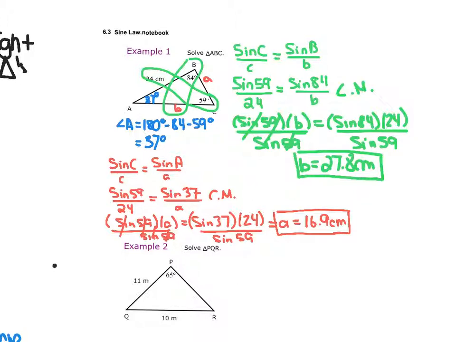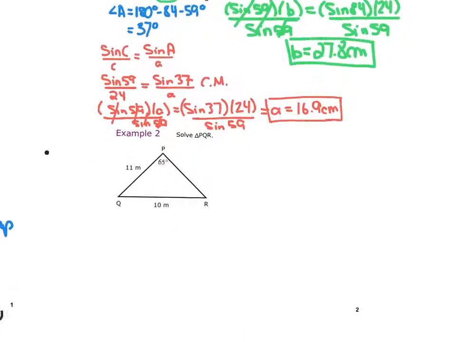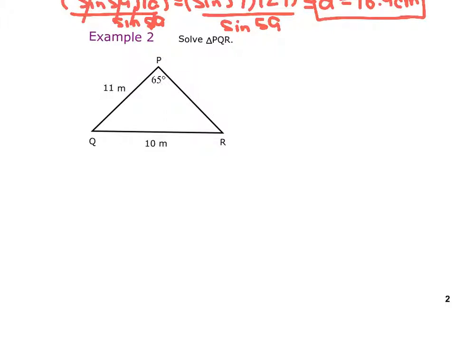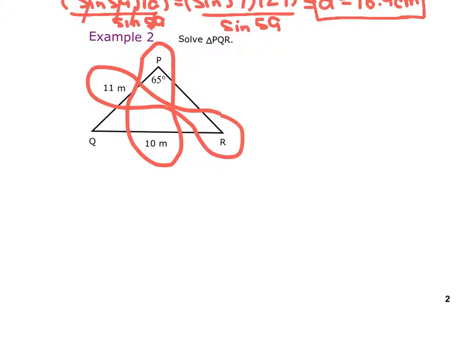Let's do another equation together. So example 2, solve PQR. What you'll notice is this time you don't have two angles, so you have to look at what you are given in this situation. So first of all, I'm given 65 and 10, and they're asking me to solve for the angles and the side lengths. So this time, because the only other relationship I have is R and side R, I'll be solving for an angle in this situation.